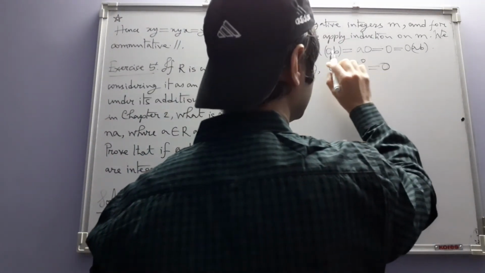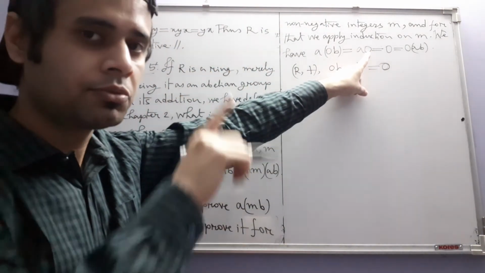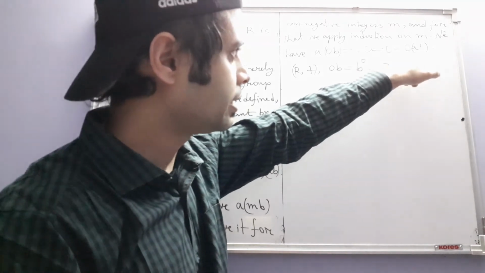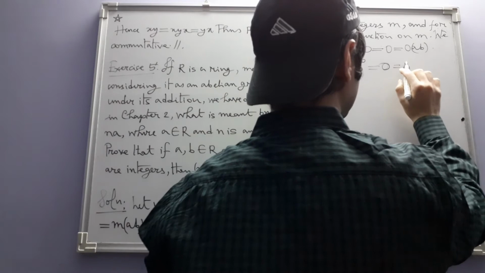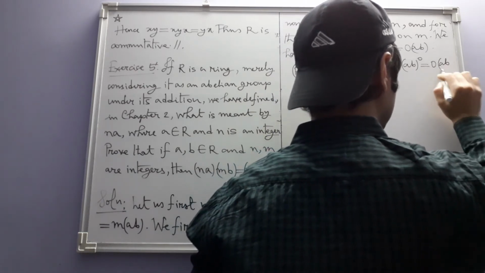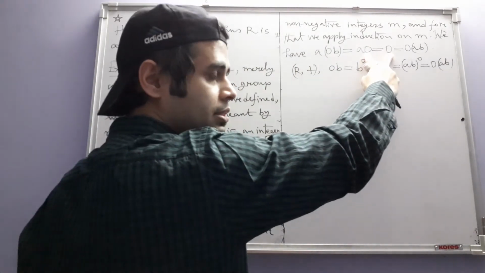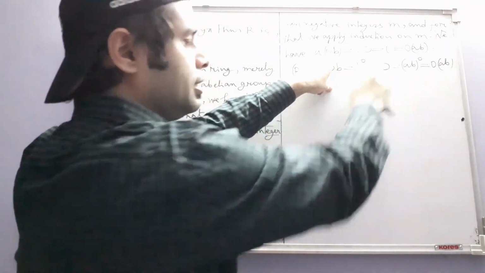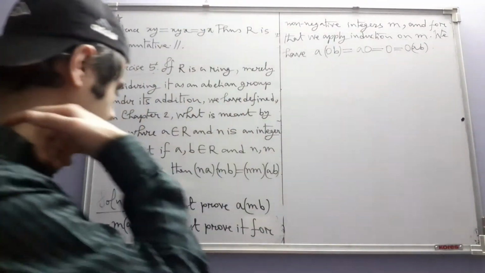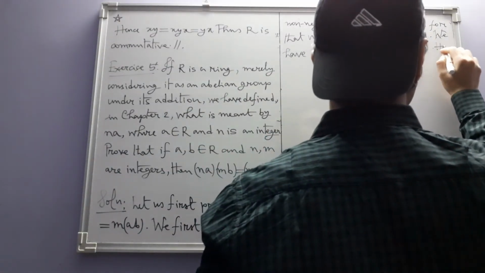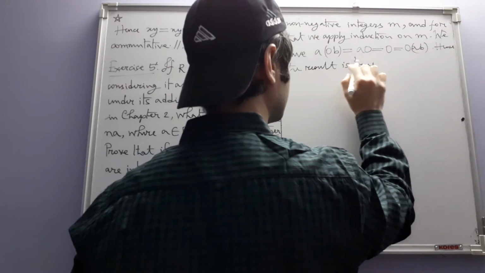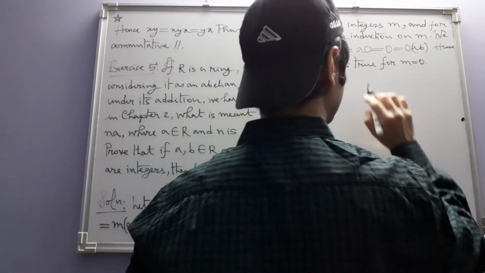So that means 0b is the zero element in the ring, and we have already proved in a previous result that in a ring, any element times the zero element is equal to the zero element. And that is again equal to this, because this is also equal to ab to the power 0, which according to our new notation is 0ab. So these two zeros are the zero elements in the ring, and these two zeros are the ordinary integer zero. Okay, so this is the basis for our induction. Our result is true for m equal to 0. Hence, the result is true for m equal to 0.